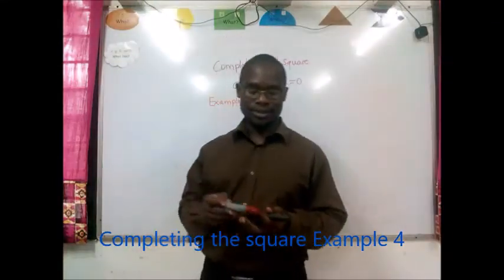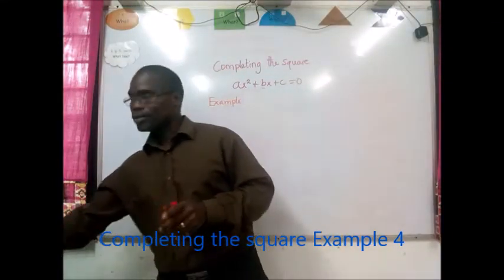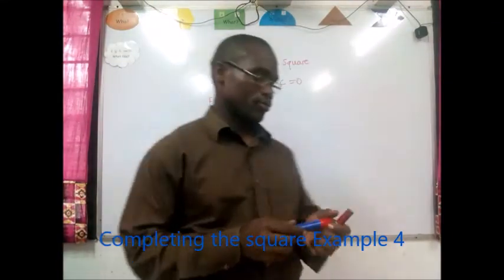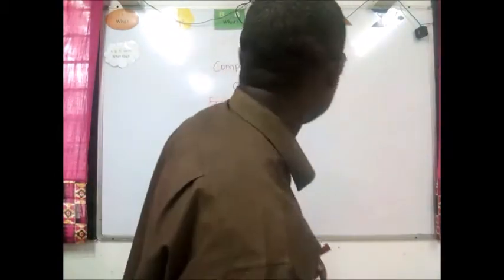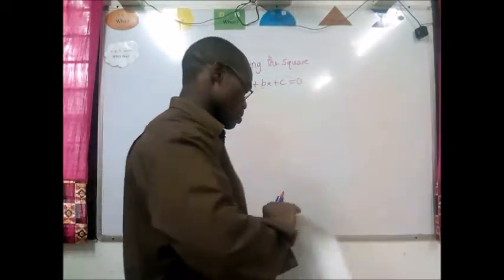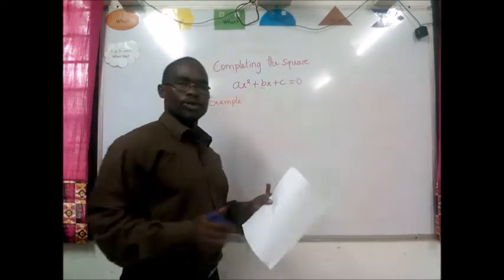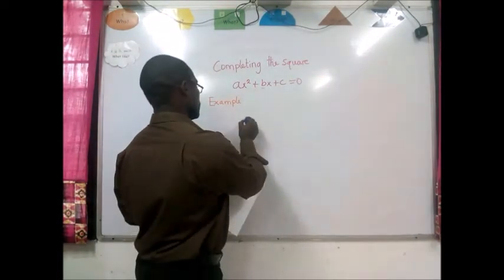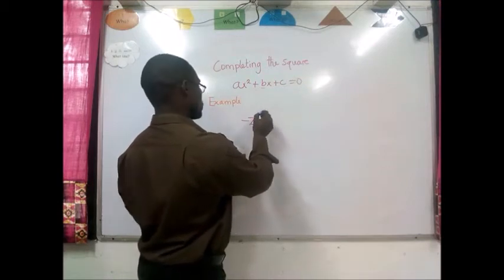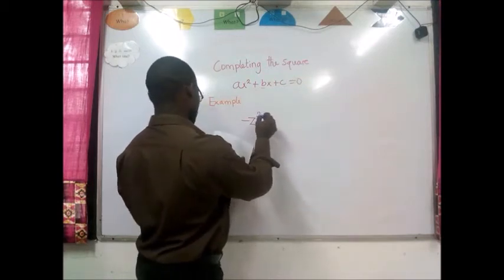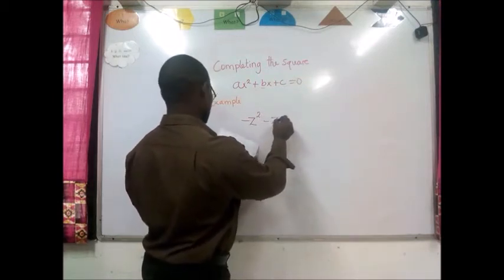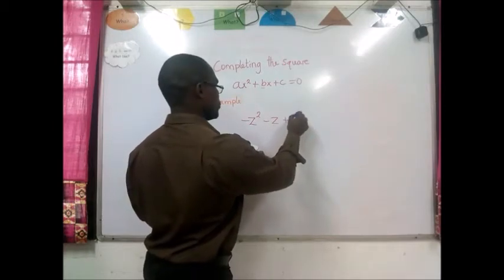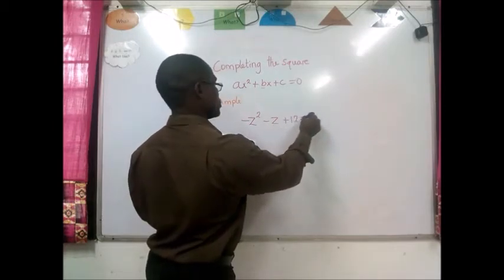Okay, now let's continue with example number 4. Now let's see if our polynomial with the negative z squared works this time. I use negative z squared minus z plus 12 is equal to 0.